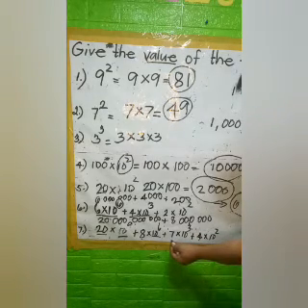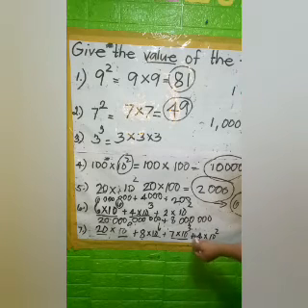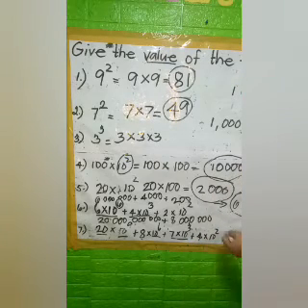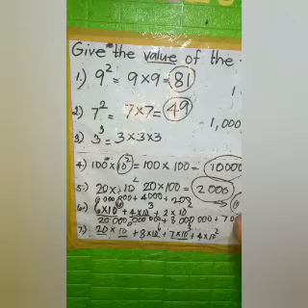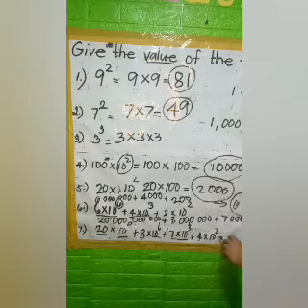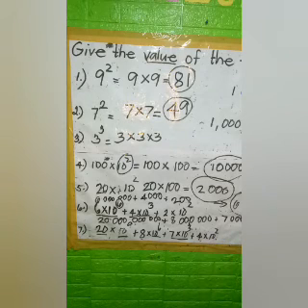Another one, we have what is the value of 7 times 10 to the power of 3, or 10 cubed. So, the value of that is, what is it? That is 7,000. And then, the last number that we have, 4 times 10 squared. So, what is the value of this? That is 100. Times 4, that is 400.